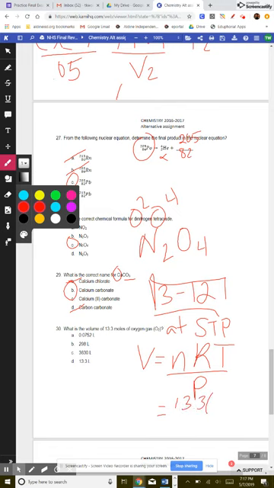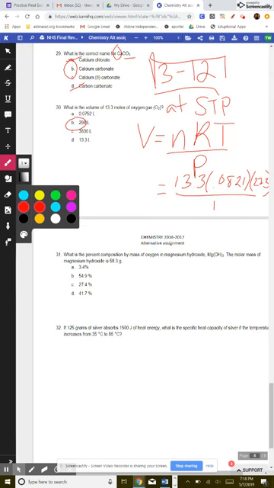Our R constant is always going to be 0.0821. STP, 273 Kelvin. Remember, STP stands for standard temperature and pressure. Standard temperature is 273 Kelvin. Standard pressure is 1. So P is 1. When I plug this into my calculator, all I'm doing is 13.3 times 0.0821 times 273. That equals 298 liters as my answer.